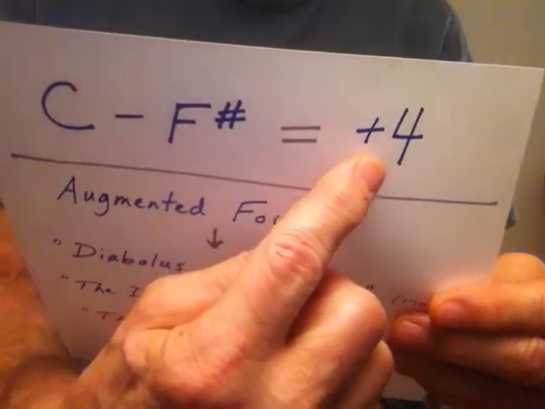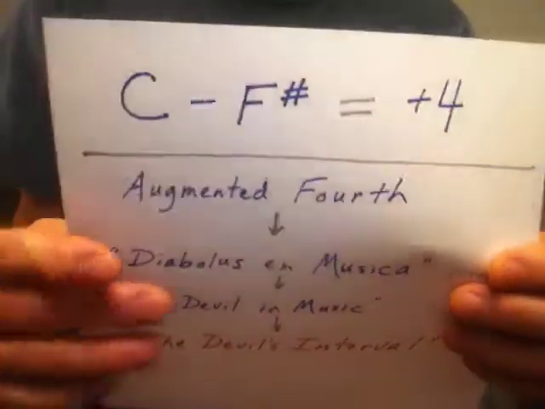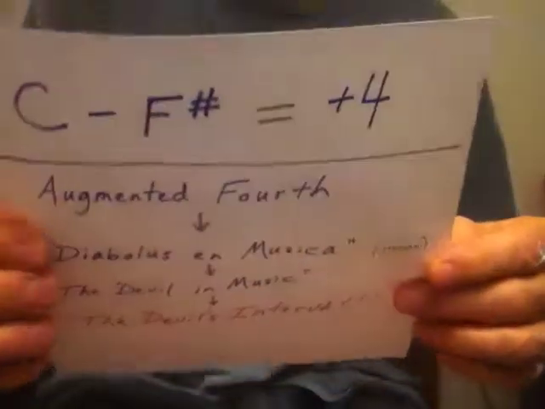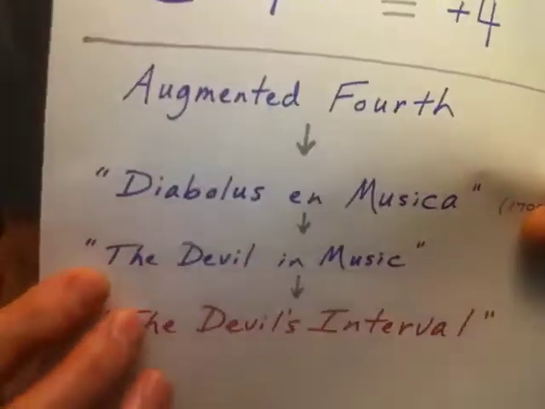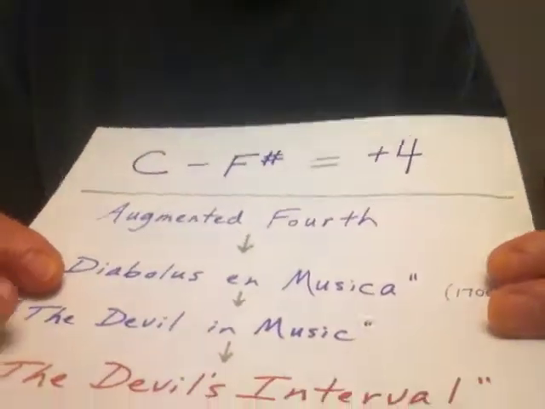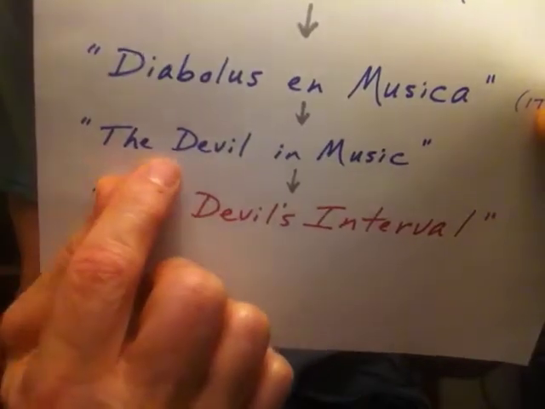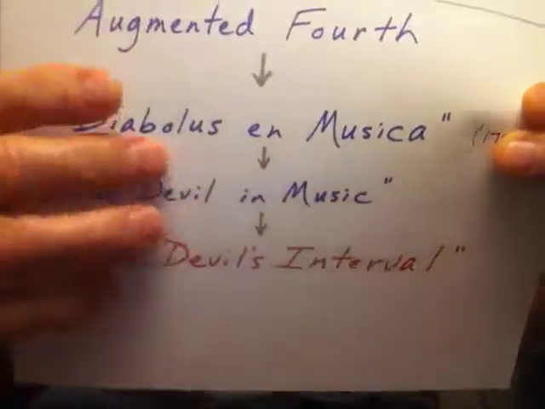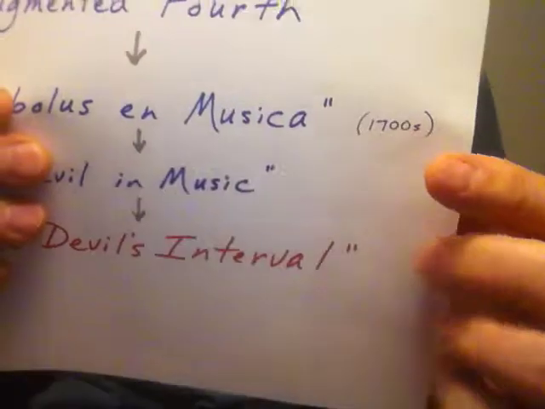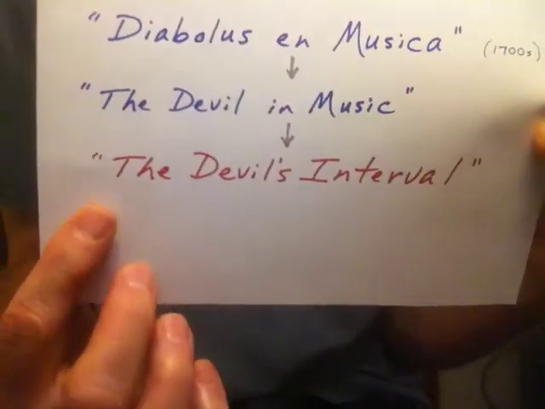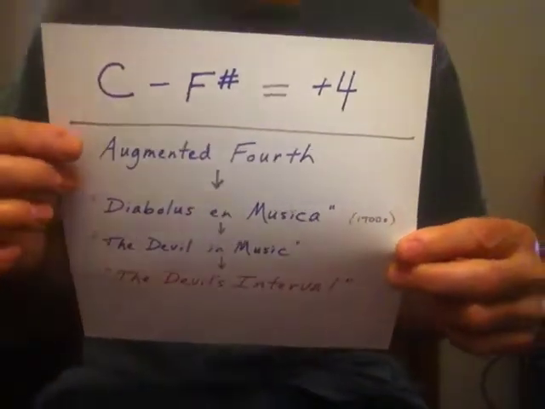It's an augmented fourth, okay? It's called an augmented fourth to this day, right? Well, many, many years ago, hundreds of years ago, they intuitively or mystically felt something, and they referred to that interval as diabolus in musica, or you would say the devil in music, all right? And by the 1700s, this was a common phrase that was used, and eventually, in modern times, we just say the devil's interval.